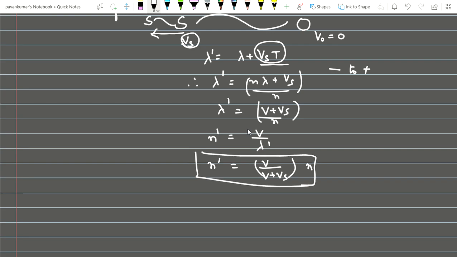In this case, the factor V by (V plus Vs) is always less than 1 because the numerator is less than the denominator. So the fraction value will be less than 1. Therefore, we can clearly say that the apparent frequency heard by the observer will be less than the actual frequency. Thank you.